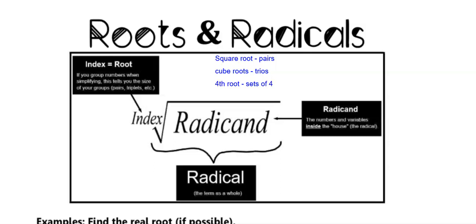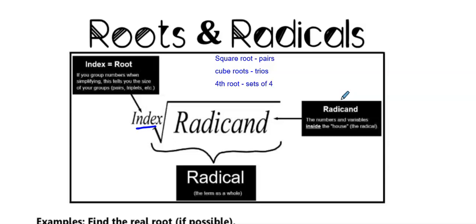Alright, ladies and gentlemen, let's talk about roots and radicals. We have our index, which tells us the root. If there's no number here, it is a square root. Whatever the index is, that is the number of factors that we need to simplify it.